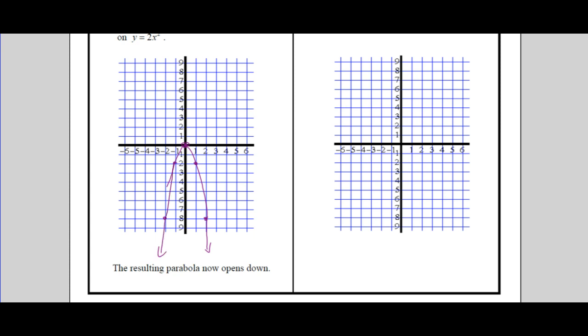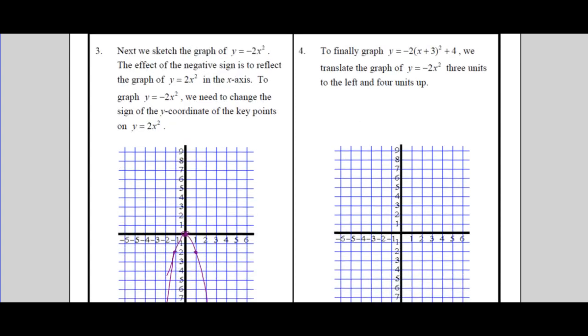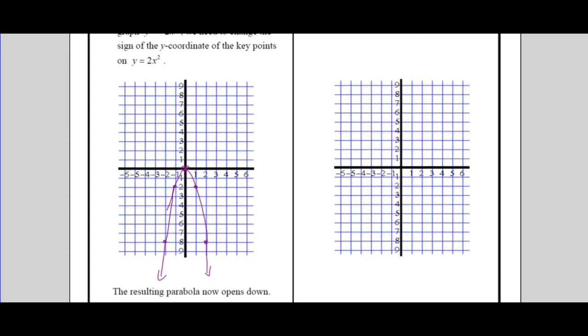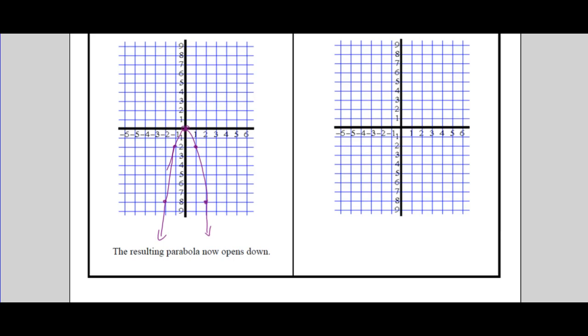Okay, so the resulting parabola now opens down. Okay, so we stretched it first, it became narrower. Now we reflect it, so now it opens down, and now what's next? Finally, we translate the graph 3 units to the left and 4 units up. So what I'm going to do is take each point and move it to the left 3. So the point (0, 0) goes 3 left, and then 1, 2, 3, 4 up.